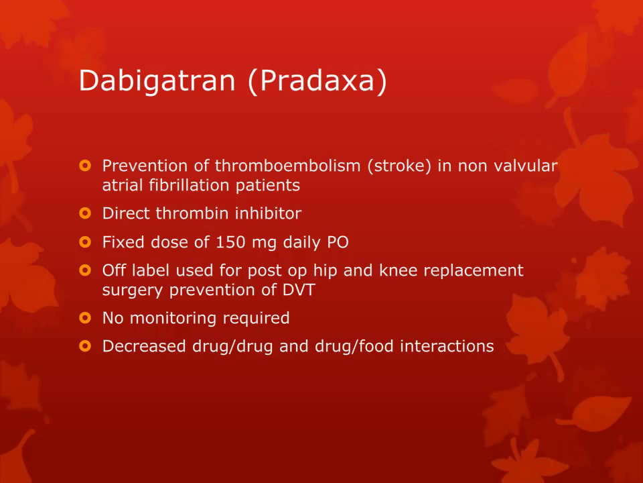Dabigatran, Pradaxa. Prevention of thromboembolism, stroke, in non-valvular atrial fibrillation patients. A direct thrombin inhibitor, has a fixed dose of 150 milligrams twice daily by mouth. Off-label, it's used for post-op hip and knee replacement surgery prevention of DVT. There's no monitoring requirement. Decreased drug-drug and drug-food interactions.